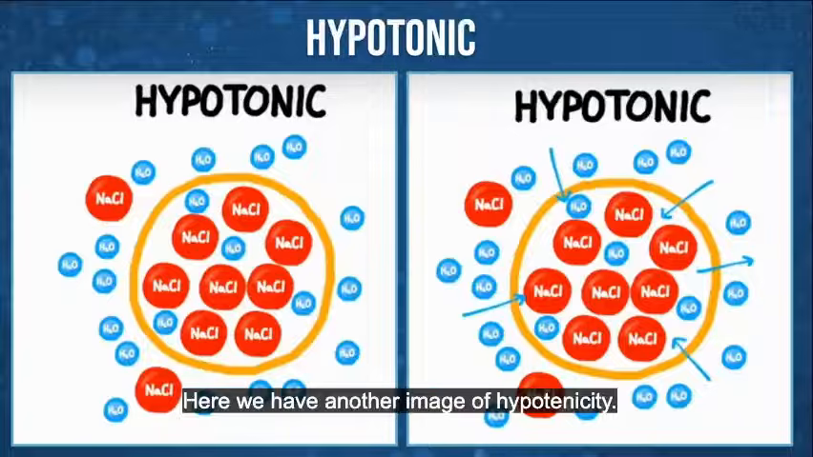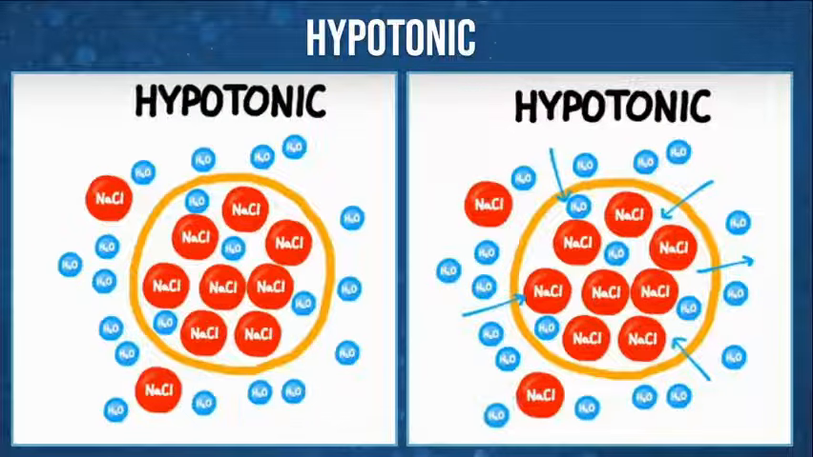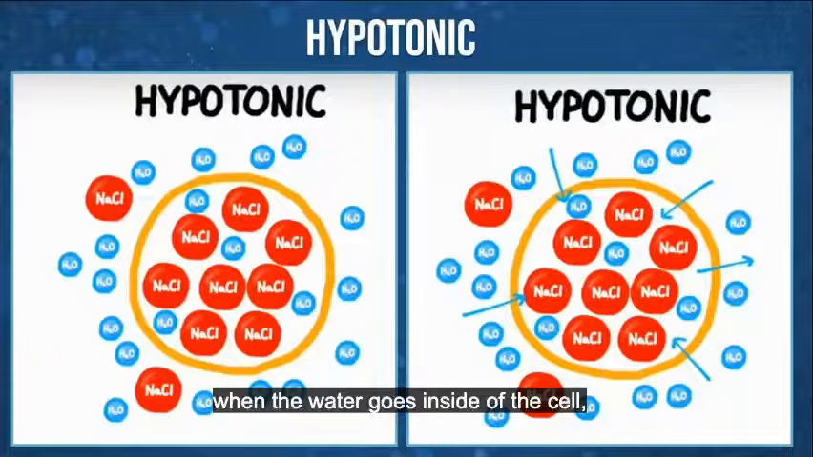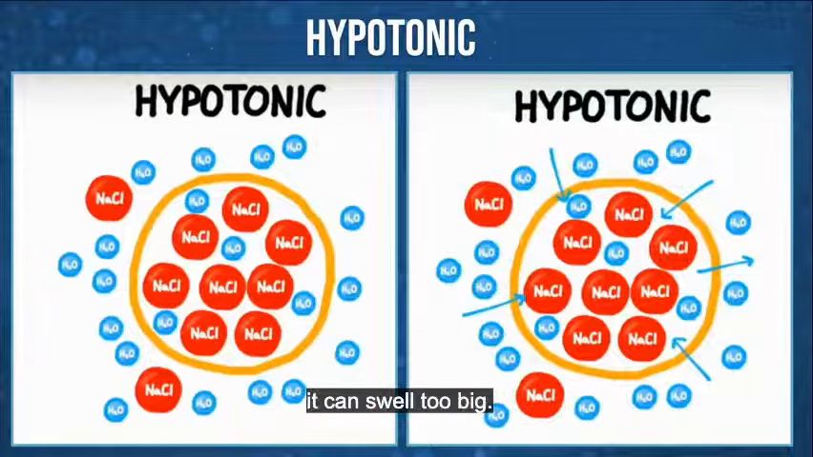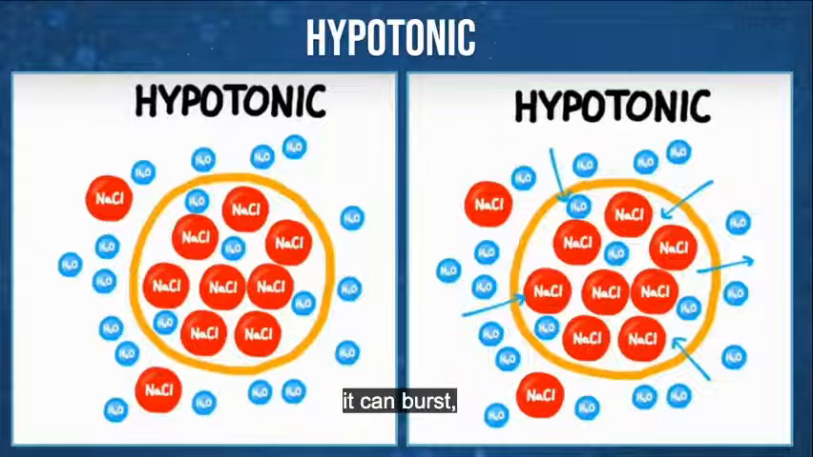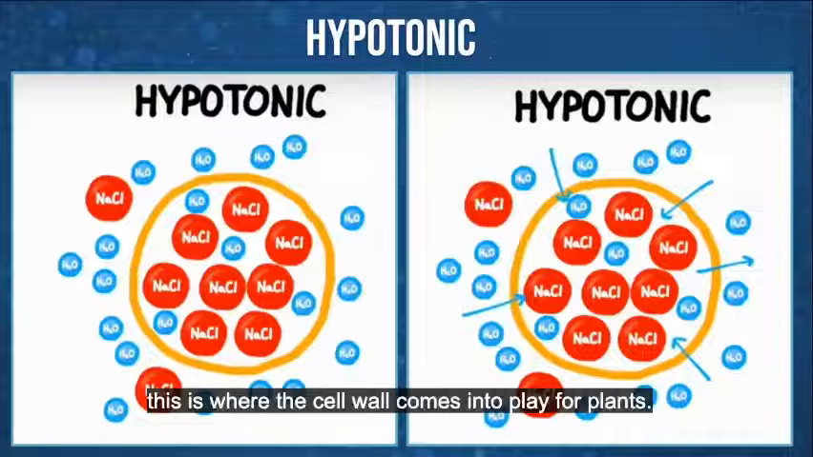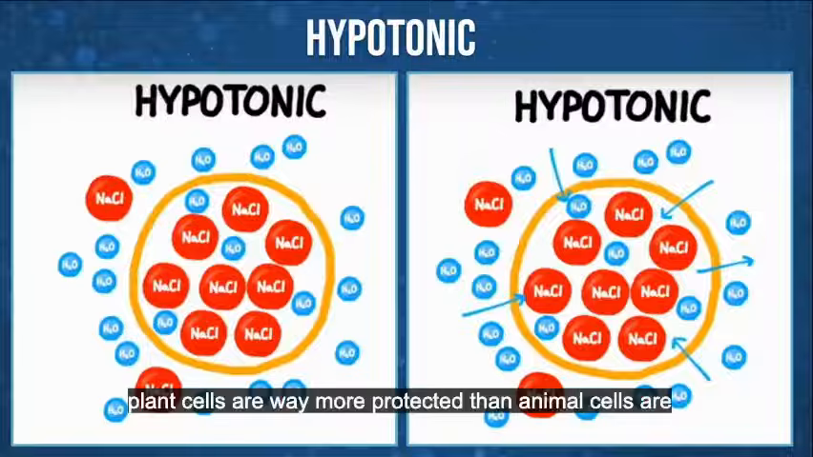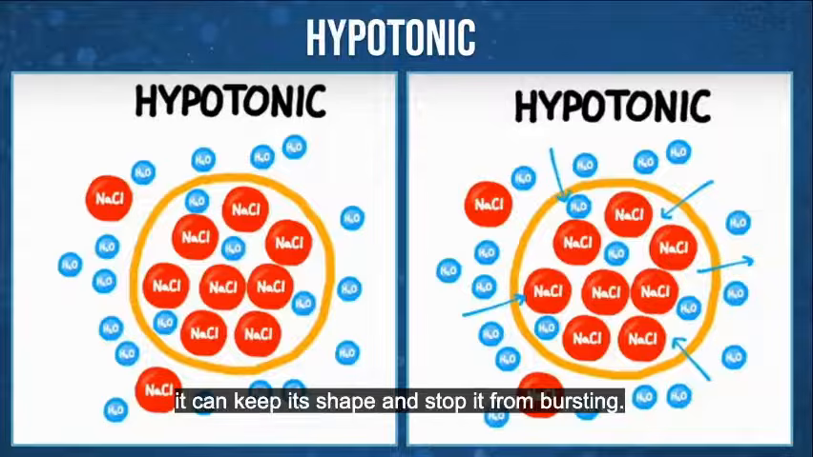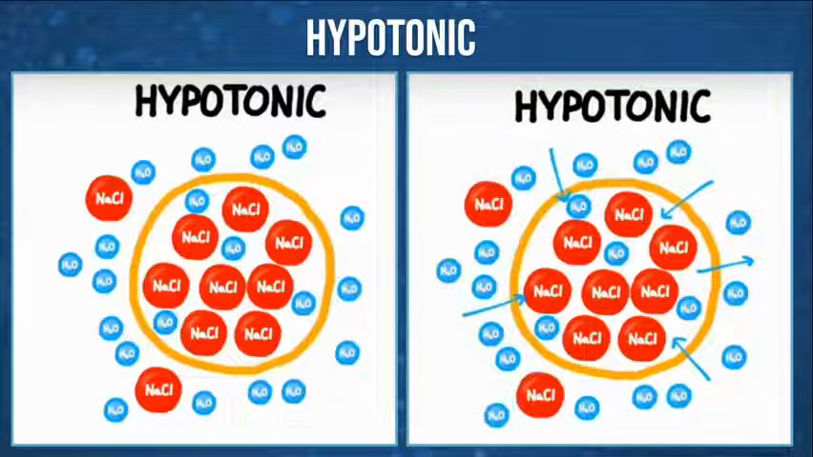Here we have another image of hypotonicity. I want us to take note of that. When the water goes inside of the cell, it can swell too big. If the animal cell can't hold all of the water, it can burst, but this is where the cell wall comes into play for plants. Plant cells are way more protected than animal cells are because of those cell walls. Their cell wall will kind of squish that expanding cell so it can keep its shape and stop it from bursting.